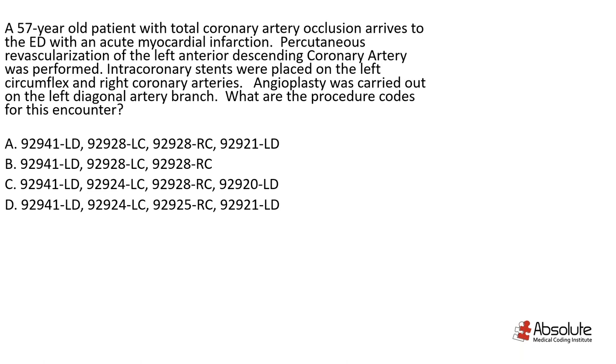A 57-year-old patient with total coronary artery occlusion arrives to the ED with an acute myocardial infarction. Percutaneous revascularization of the left anterior descending coronary artery was performed. Intracoronary stents were placed on the left circumflex and right coronary arteries. Angioplasty was carried out on the left diagonal artery branch. What are the procedure codes for this encounter? Okay, coders, you guys have 2 minutes. Good luck.